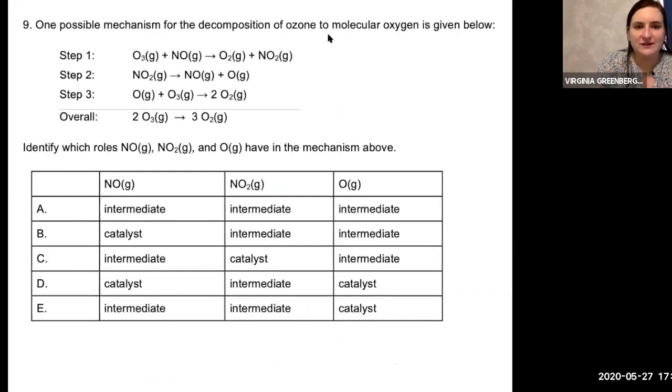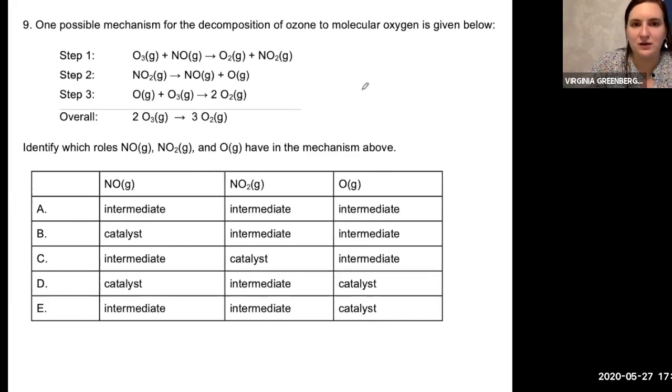Okay, so let's go ahead and look at number 9. We have a mechanism again, and here we have our overall equation given. They want us to figure out what the role of each of these three compounds is. We can see that none of them appear in our overall reaction, and so that means none of these can be reactants or products. So what we have to do now is figure out whether they're intermediates or catalysts.